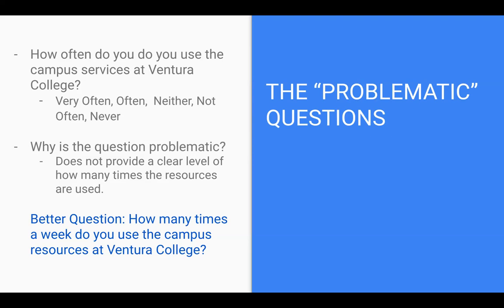So a better question for that would be, how many times a week do you use the campus resources at Ventura College, rather than having a range so that you get more accurate data.